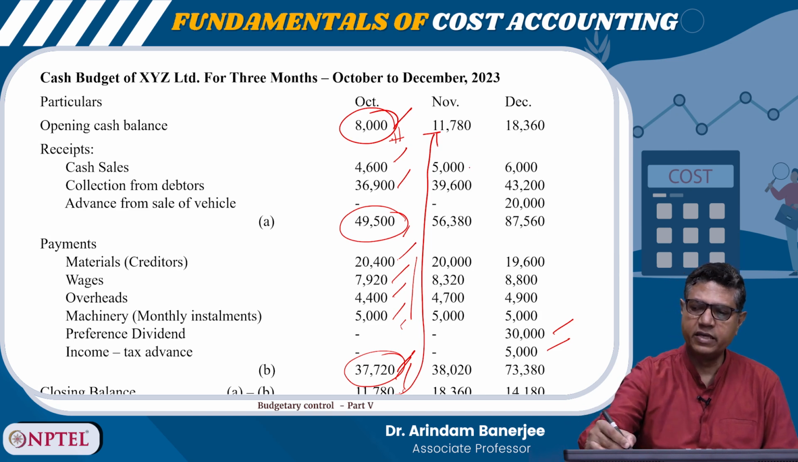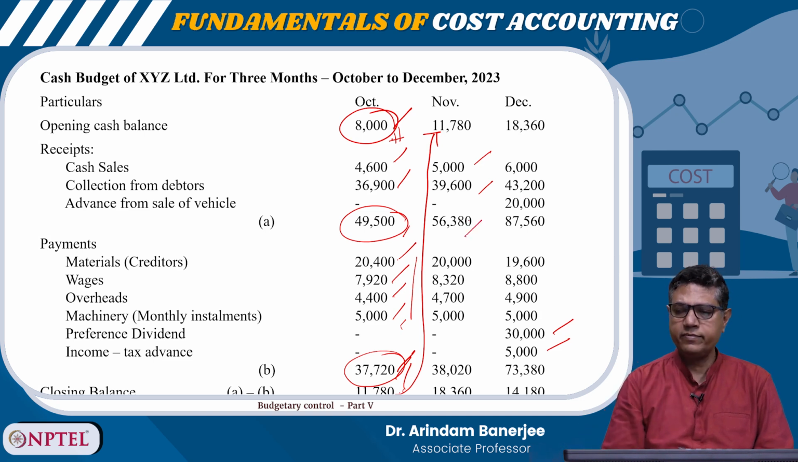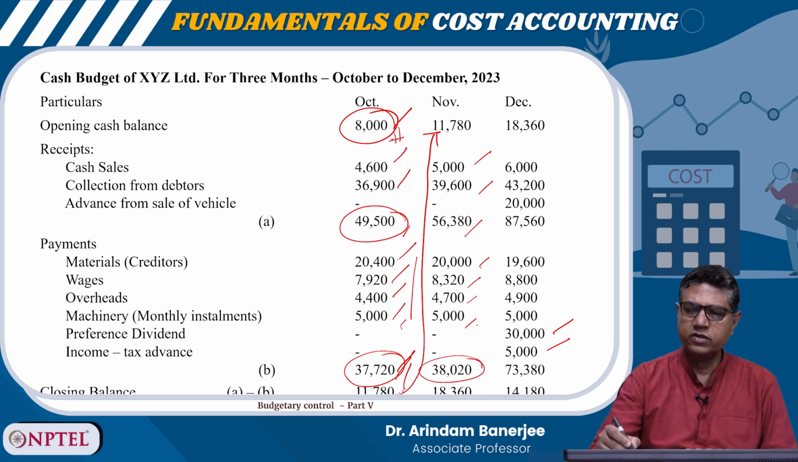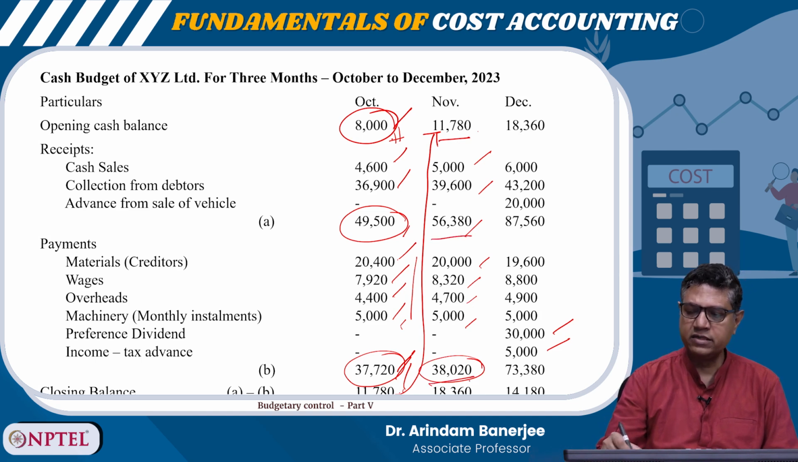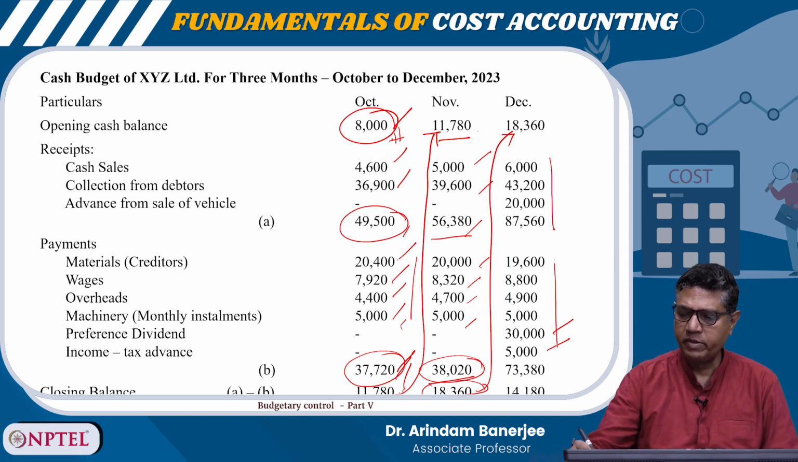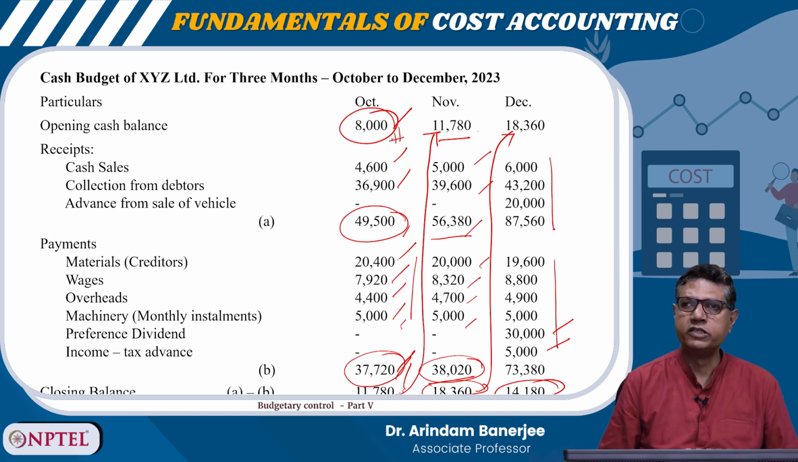So, 11,780 plus 5,000 plus 39,600 is coming to 56,380. Payments are 20,000, 8,320, 4,700 and 5,000, so the total is 38,020. If I add the opening balance plus all the receipts and deduct all the payments, I will get the closing balance. This closing balance will be the opening balance here, and the same way I will calculate all the receipts and payments and get the closing value of cash. So, this is a way of solving cash budget problems.